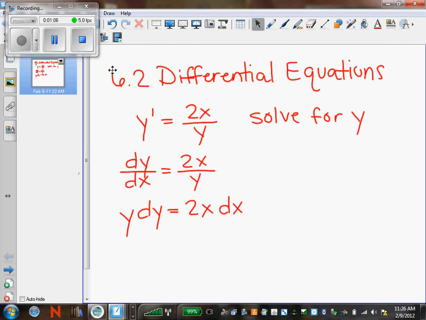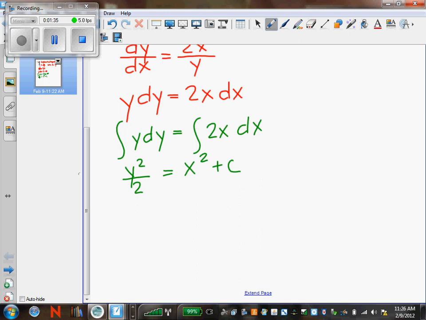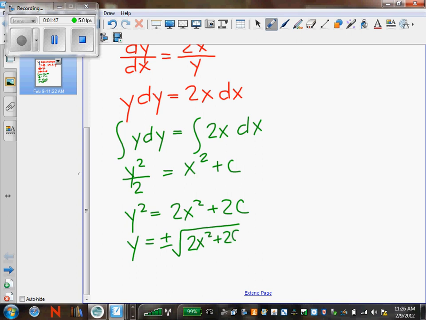Now I know how to solve. I am going to integrate both sides. So the integral of y dy equals the integral of 2x dx. The integral of y is y squared over 2. This will equal x squared plus c. You only need to put a c on the right-hand side of the equation. So if I want to solve that equation for y, I multiply both sides by 2, and then I take the square root of both sides. And that would be the answer solving for y.